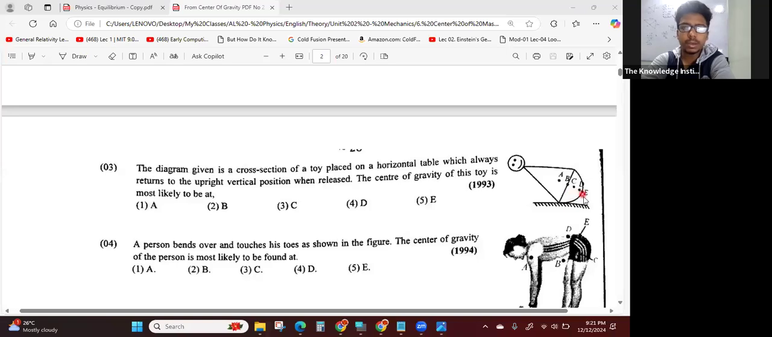Therefore, it can be either C, D, or E, but E is practically not possible. That means the mass at point E should be very, very large compared to all other points. So therefore, E is practically impossible. So either C or D. Therefore, we can take which always returns to upright vertical position when released. So we can consider point D will be more stable. So we can take D as the answer.